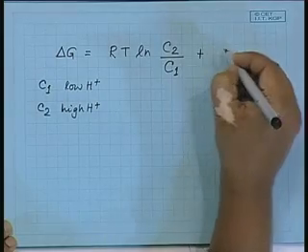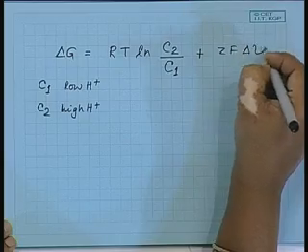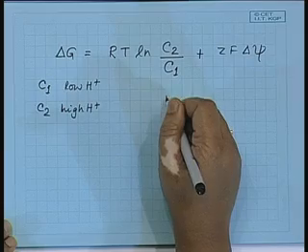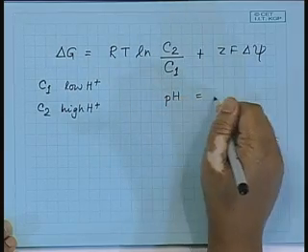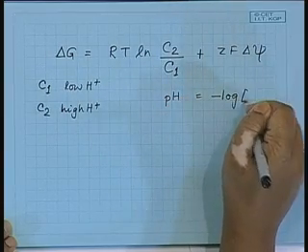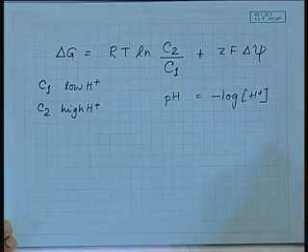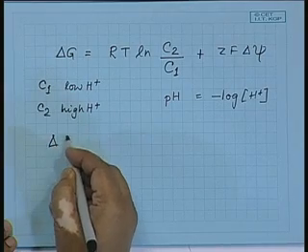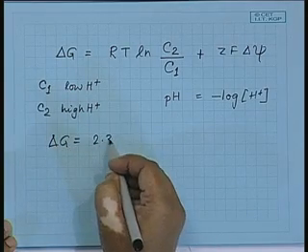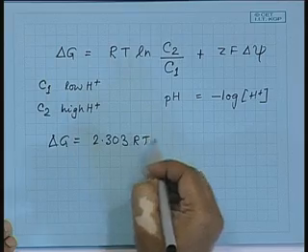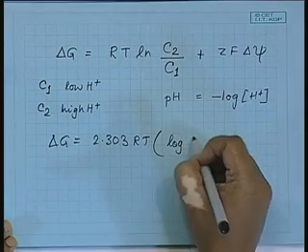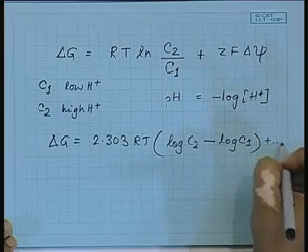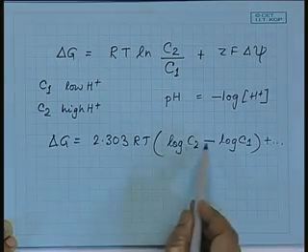This is plus your ZF delta psi. Okay. Now, if we want to convert, what do we know? We know that the pH is equal to minus log of H plus concentration. We know this, right? So, all we have to do is relate this with the pH. So, we can write this as 2.303 RT, it is going to be log of C2 minus log of C1 plus your other part, fine.